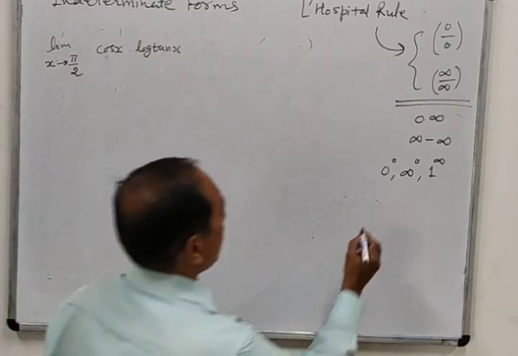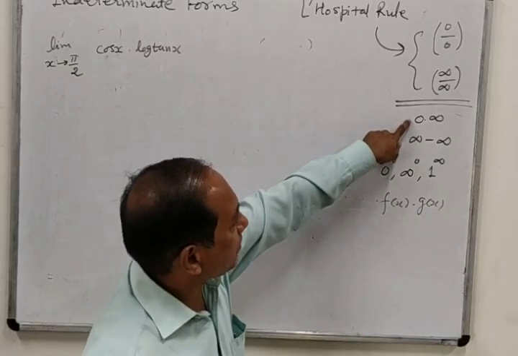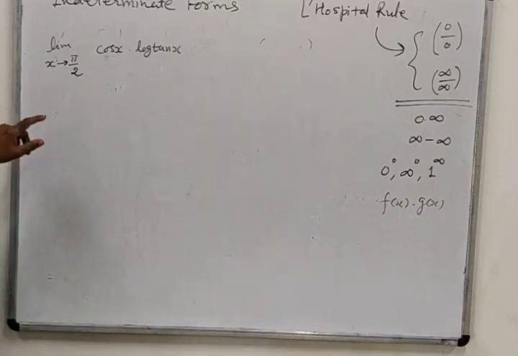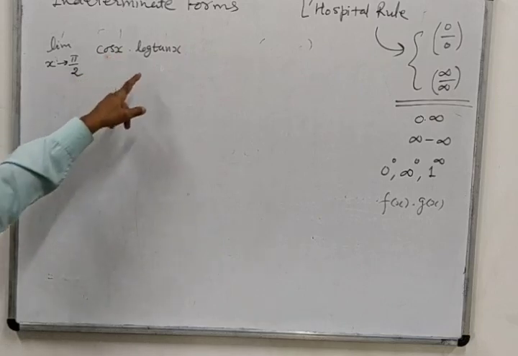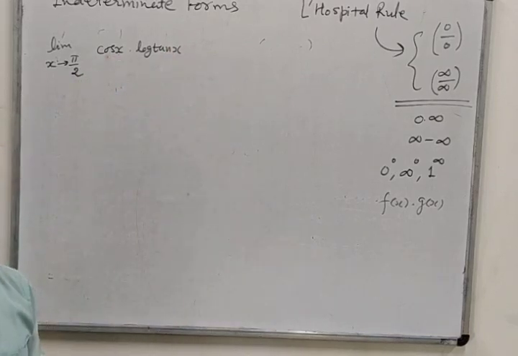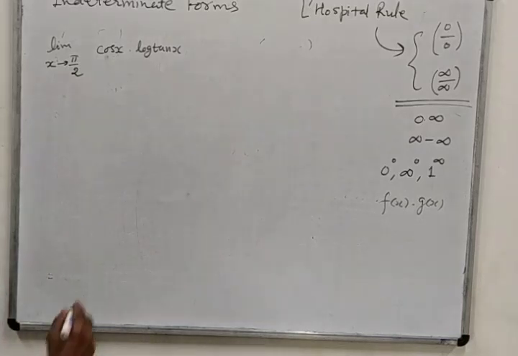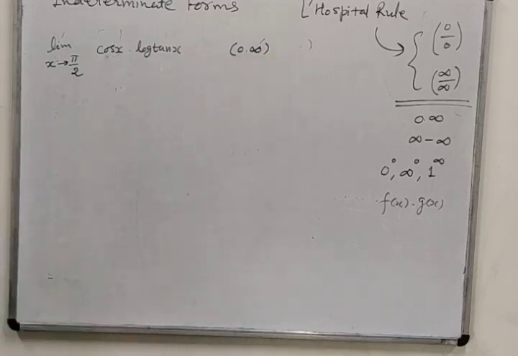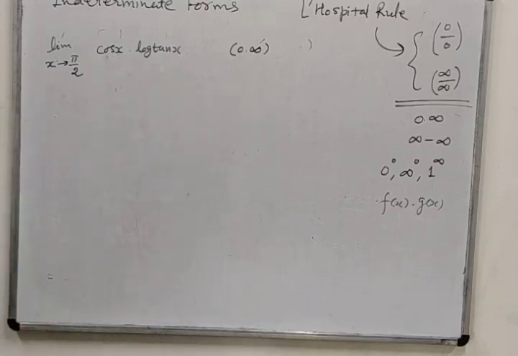We may suppose it may be of this form, and for that we will check it out. We know that cos pi by 2 is 0. Tan pi by 2 is infinity, so log infinity is again infinity. So here it is in the form of 0 into infinity, and all these symbolic representations we are using in the limiting sense only. So 0 into infinity form.